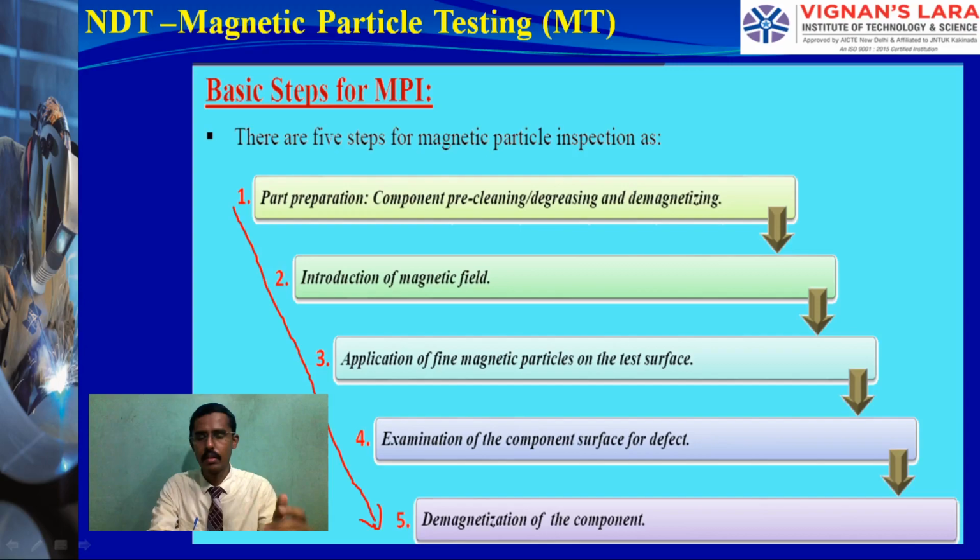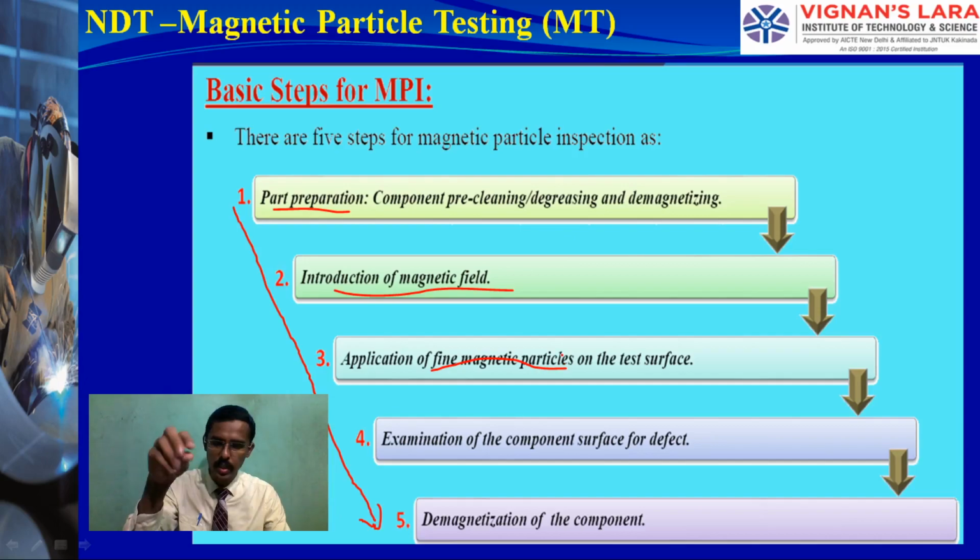So the first one is part preparation. Second one, the working principle we have covered: introducing a magnetic field on the specimen. Then application of fine magnetic particles. First we do the magnetizing, and then spray the magnetic particles over it. Then at last we go for the examination, which is nothing but an inspection.